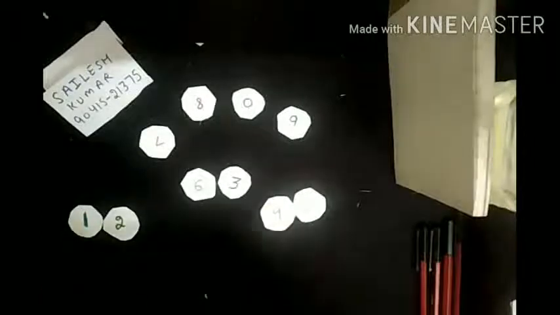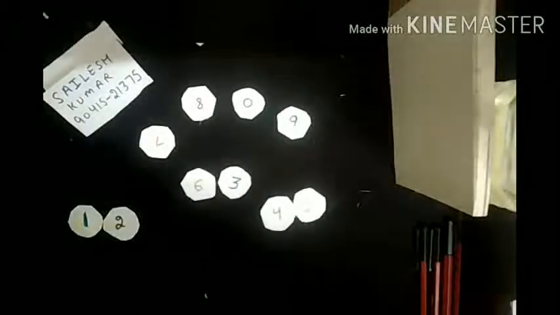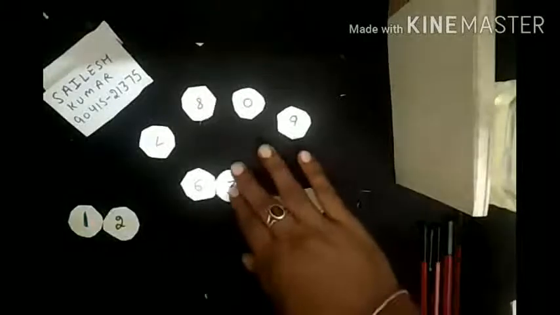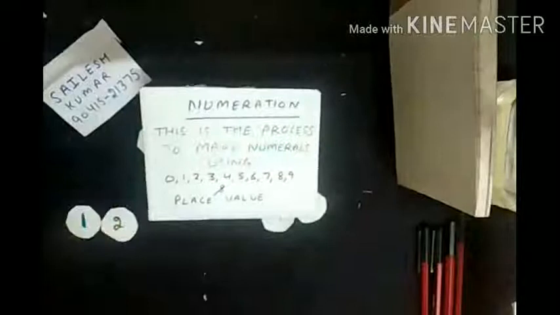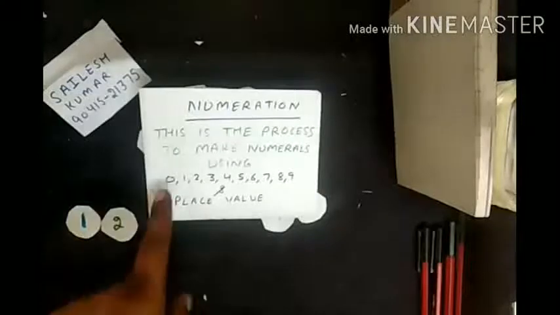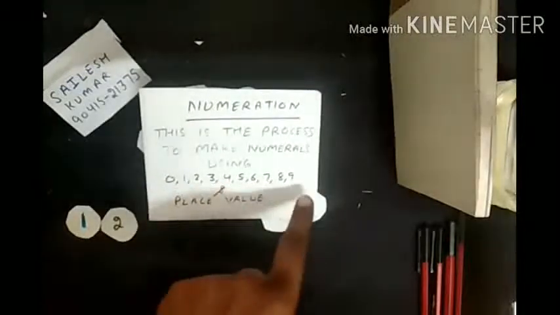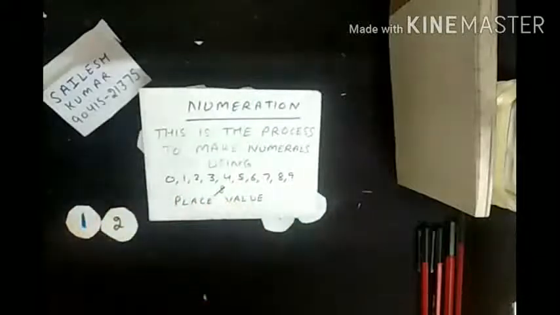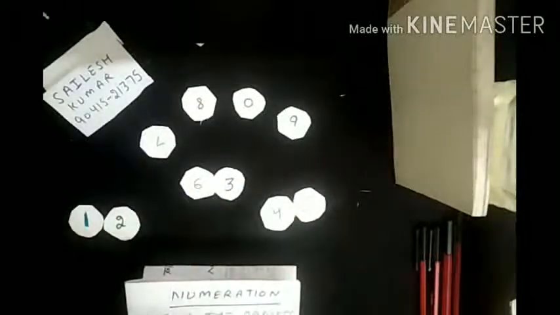In this numeration, two factors are very important. One is the digits that we are using, and the other is the place value according to the number which we are forming. Okay, so we come to an idea that numeration is the process to make numbers using the digits 0, 1, 2, 3, 4, 5, 6, 7, 8, 9 and their place value. So I can say that numeration is the process to make numbers using digits and their place value.